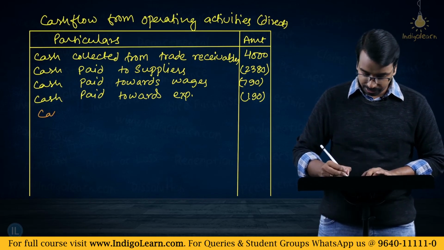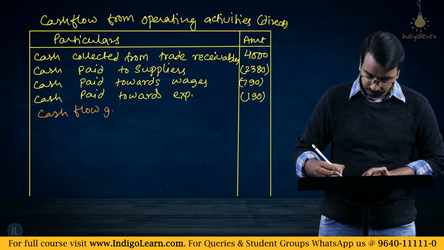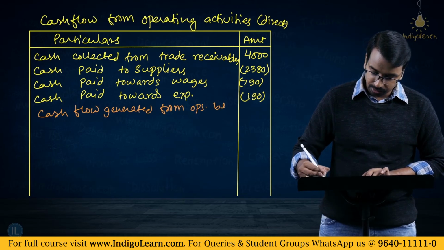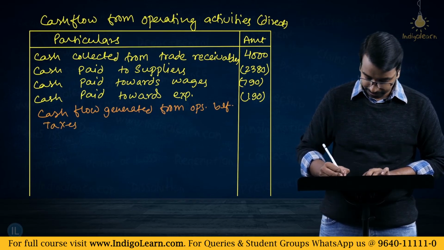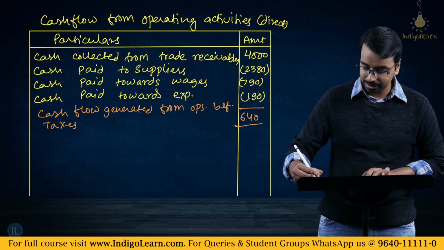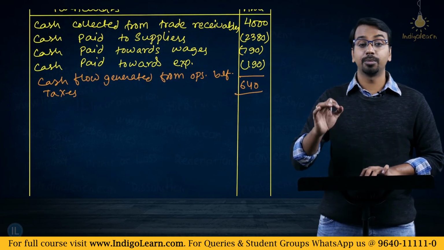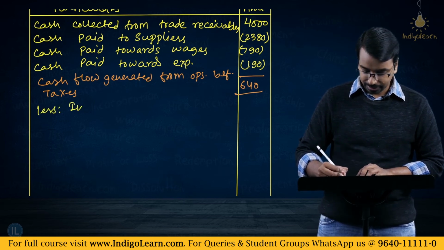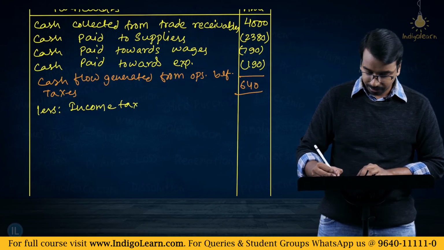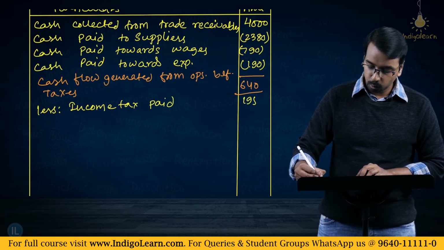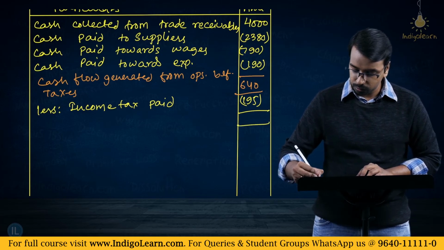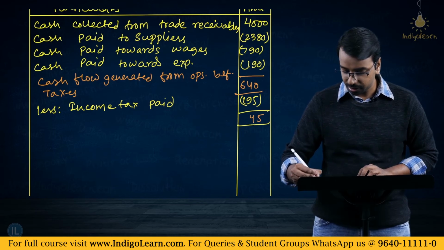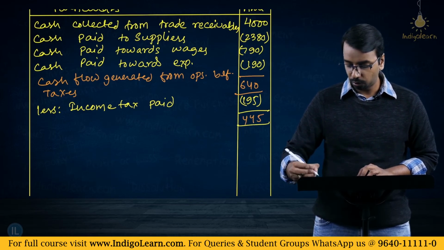Now this 640 is cash flow generated from operations before taxes. How much is that? That is 640. Now always remember, you will have to show taxes separately. So what you would say? You would say less income tax paid 195, again within brackets. So if you subtract this, 0 minus 5 is 5, 13 minus 9 is 4, and 5 minus 1 is 4.